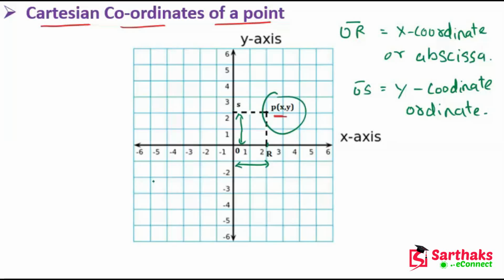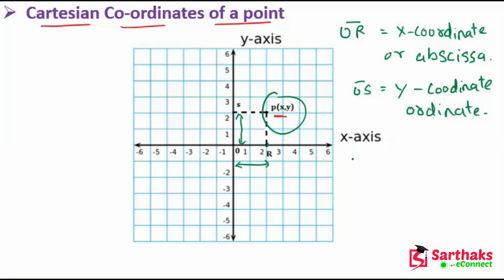Let's suppose we take a point on the x-axis. Then clearly the distance of the point from the x-axis is 0. Thus the y coordinate, or the ordinate, of every point on the x-axis is 0.